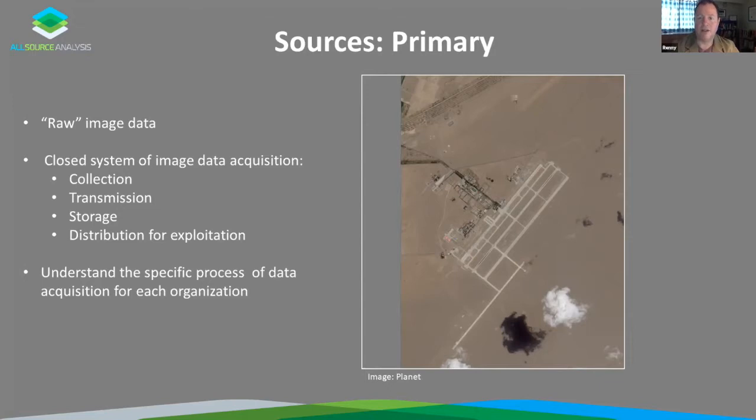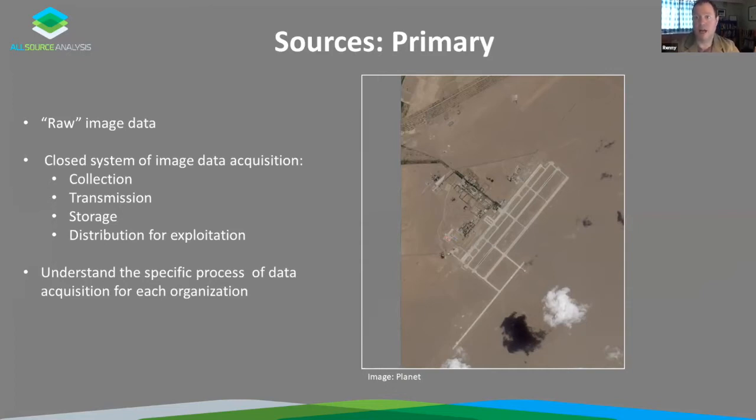So typically, for example, the graphic on the right shows an image from Planet. Typically Planet and Maxar and Airbus have closed systems of image data acquisition. And when you purchase an image from them, you are typically the first person outside of that organization to access it. And so it's very important for us to understand the process for data acquisition for each organization we engage with.